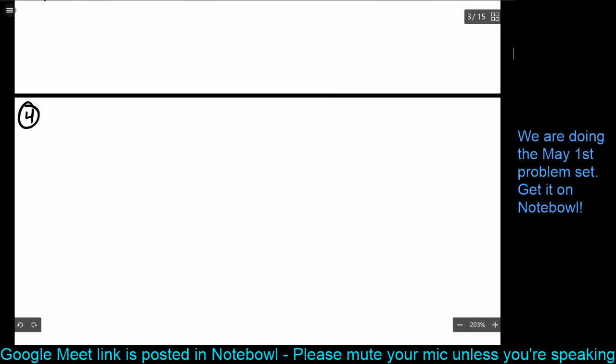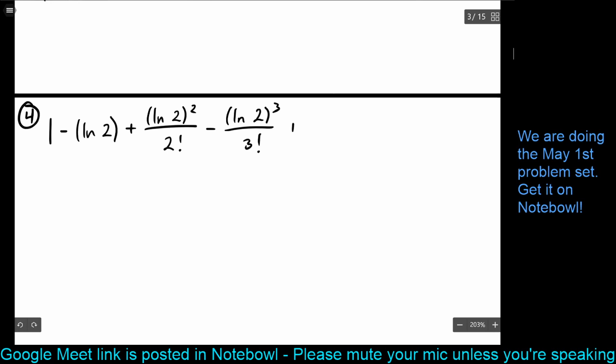So let's look at problem 4 here. We have another series of things here. So 1 minus ln of 2 plus ln of 2 squared over 2 factorial minus ln of 2 cubed over 3 factorial plus dot dot dot. Now, does this look familiar at all? Does this look like any kind of thing you would be able to write as a power series?